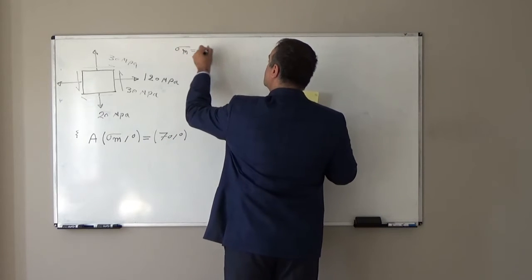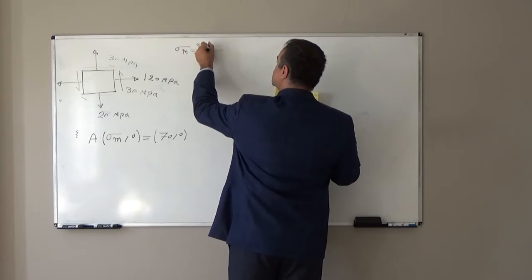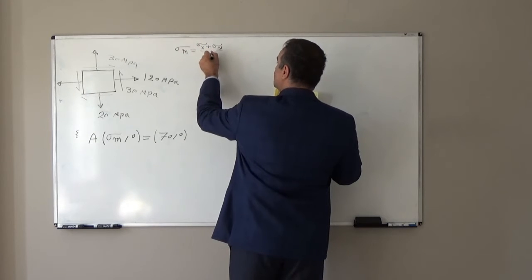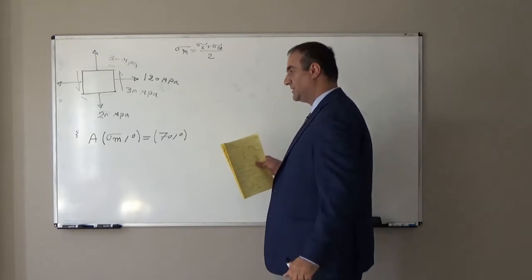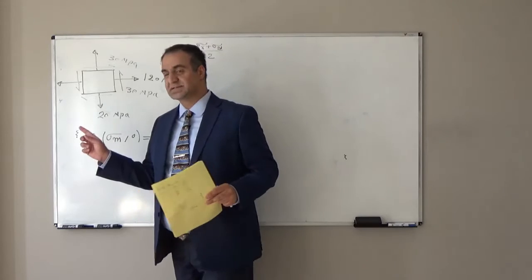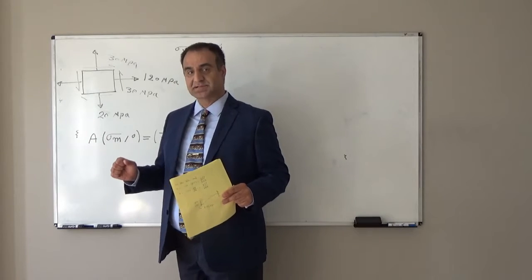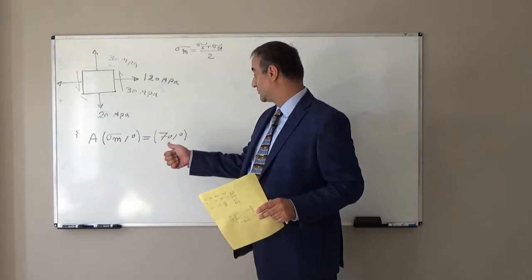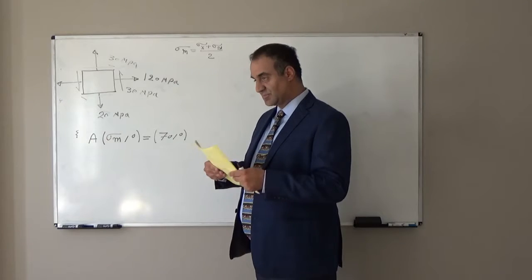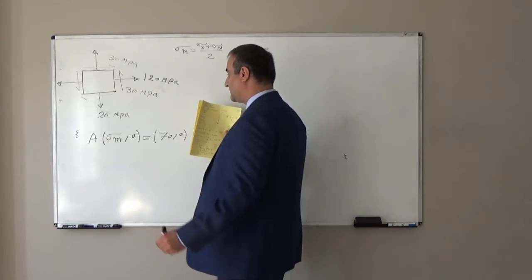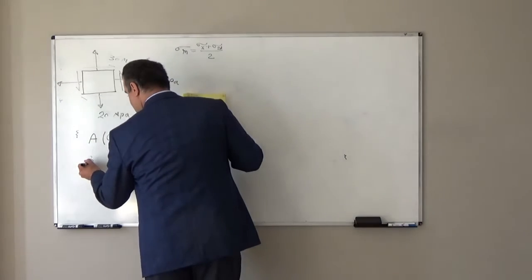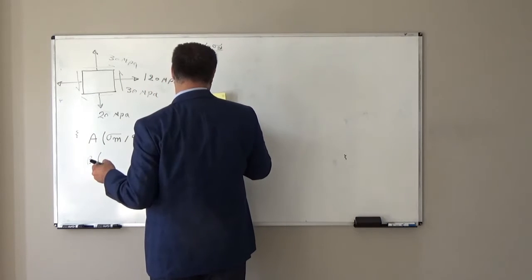Because sigma m is equal to (sigma x plus sigma y) divided by 2. And because both normal stresses are tensile, we should add them together, so it will be 70 and 0. Then we should find point B. We will look at the x face of the element.